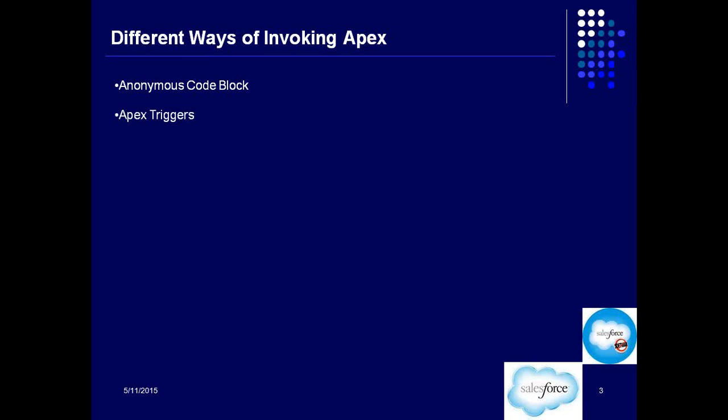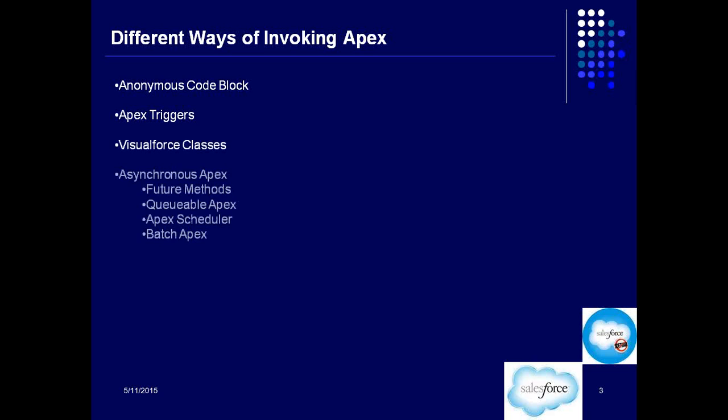The second way of invoking Apex is through Apex trigger. That is something which we have seen. Visualforce classes, that's also something that we have seen. Then another way of invoking Apex is asynchronous Apex. Asynchronous Apex is an Apex which is not in sync, as the name suggests, synchronous, asynchronous. Asynchronous is something which is not in sync with what the end user is doing, right?